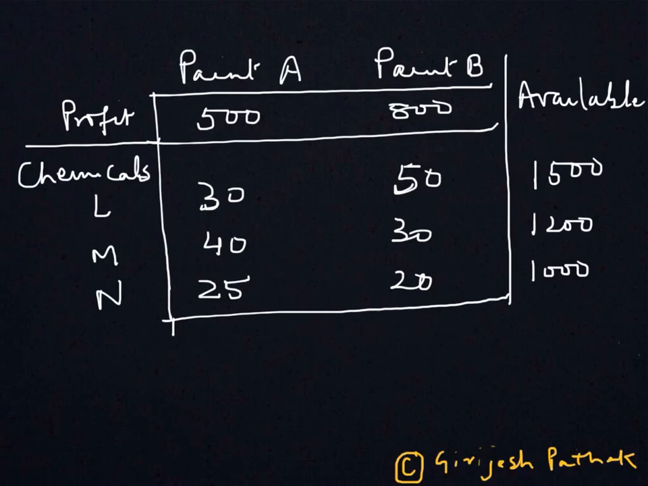These chemicals are available in 1500 units per day, 1200 units per day and 1000 units per day quantity respectively. So when the organization produces these paints, obviously they want to maximize the profit, and at the same time the consumption of the chemicals L and M cannot exceed the quantity available. So we will formulate the linear program, and then we will further discuss the feasibility and optimality there.